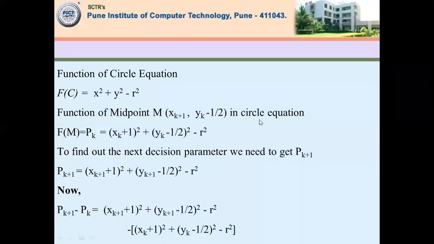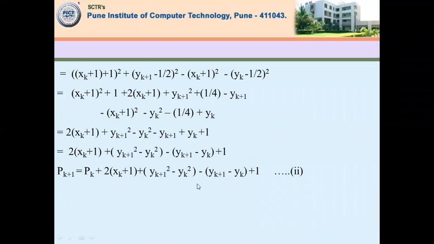To find out the next decision parameter, we need to get pk plus 1. So pk plus 1 will be xk plus 1, just replacing the k with k plus 1, plus 1 square, plus yk plus 1 minus half square, minus r square. Now pk plus 1 minus pk. Here xk plus 1 is definitely xk plus 1. Just put both equations and subtract them. Which value will you get after calculation of all these terms?